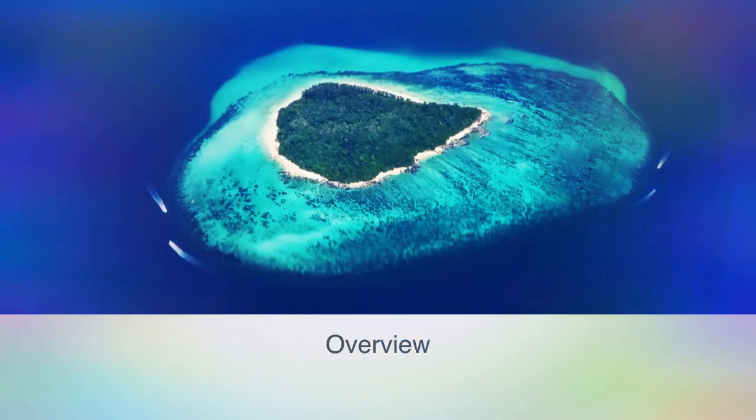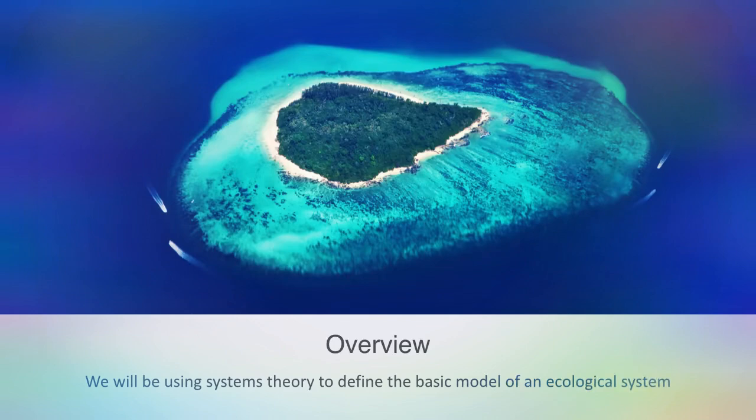In this module, we'll be using systems theory to define the basic model of an ecological system. We'll firstly give a brief outline to the model of a system in the abstract, before going on to use this to interpret this thing we call an ecology.